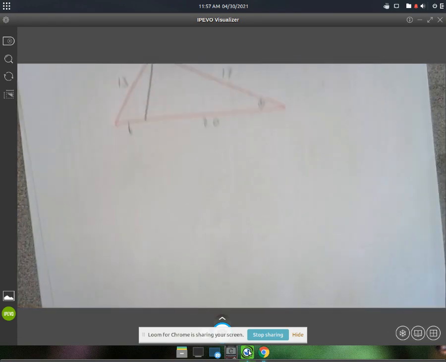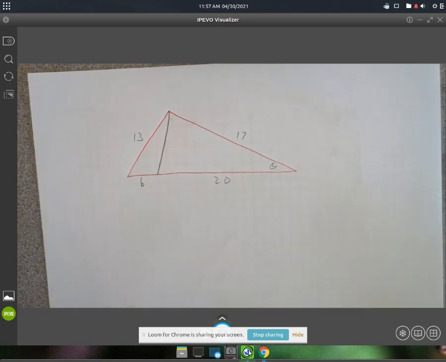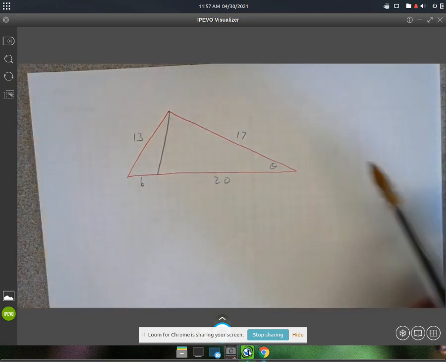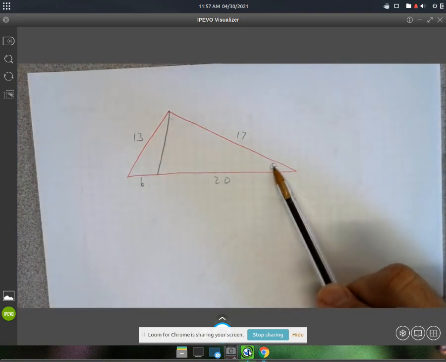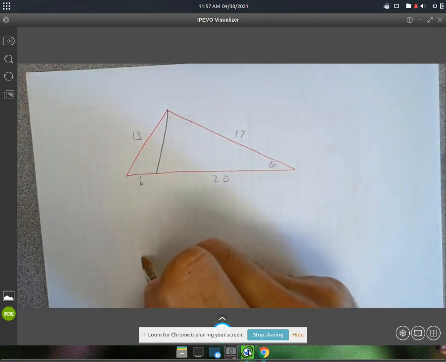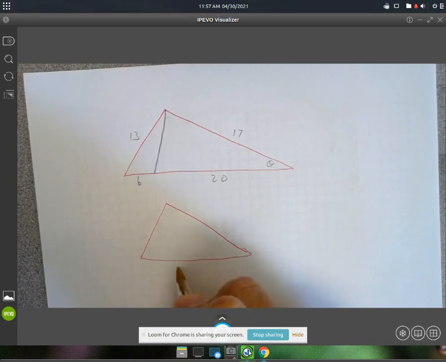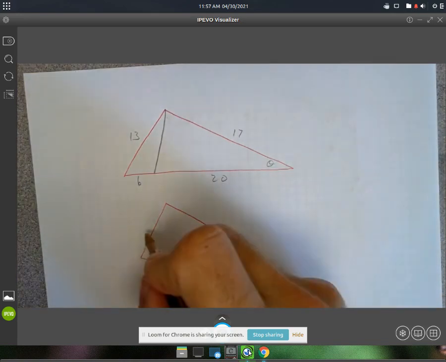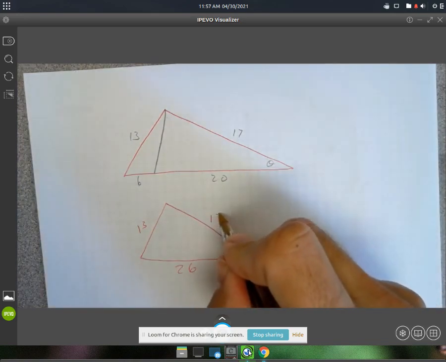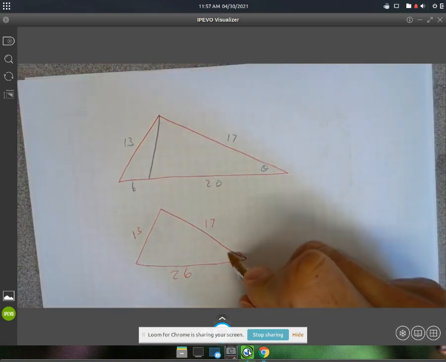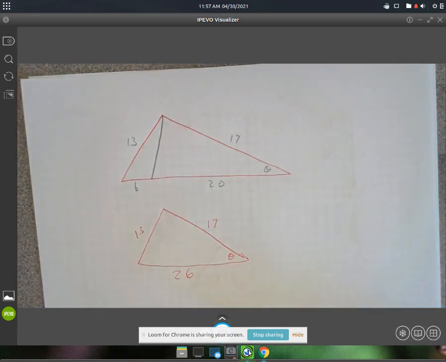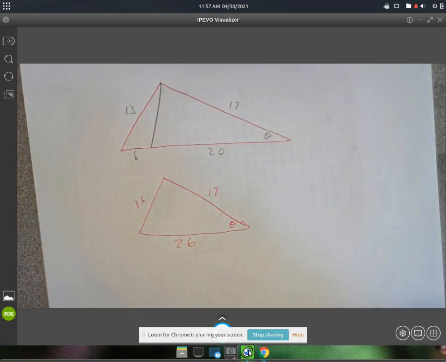So the last one's like two problems rolled into one. The first thing you want to do here is solve for the missing angle. So in the overall triangle, the big triangle, this would be 26 in the bottom. You got 13 and 17. And you're going to solve for this missing angle in the bottom right first. So we'll get that first.